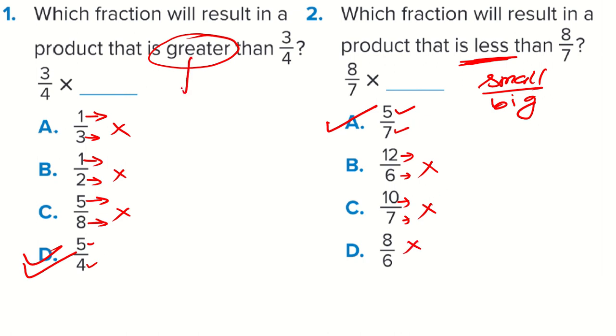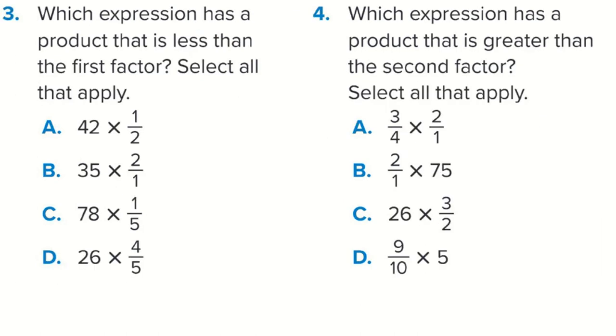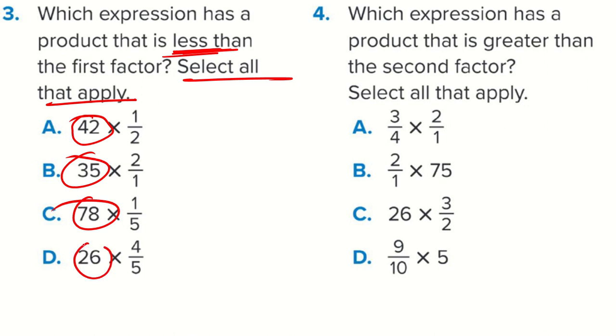So if you want to find greater, then see, the numerator should be bigger and the denominator should be smaller, means it is big over small. But if you want to find less, then the numerator should be smaller and the denominator should be bigger, okay? Now, which expression has the product less than? Now same type of question, less than the first factor. The question language they have changed, but the meaning is the same. Select all that apply. So you have to find less than the first factor, yes? So less than the first factor means less than this, less than 78, less than 26, because these are the first factors, okay?